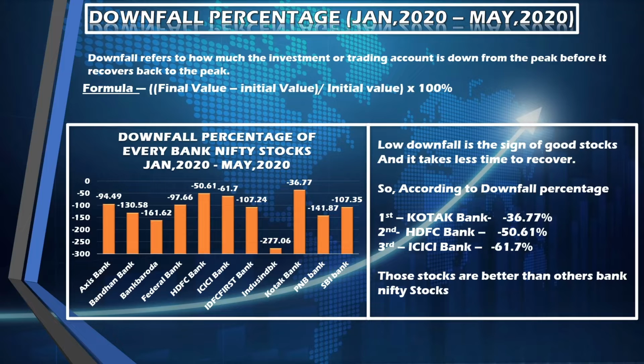Downfall refers to how much an investment or trading amount is down from the peak before it recovers back to the peak. Here I use the formula: final value minus initial value, divided by initial value, into 100. So you can see the downfall percentage of every bank. Low downfall is a sign of good stocks. Obviously, it takes less time to recover.